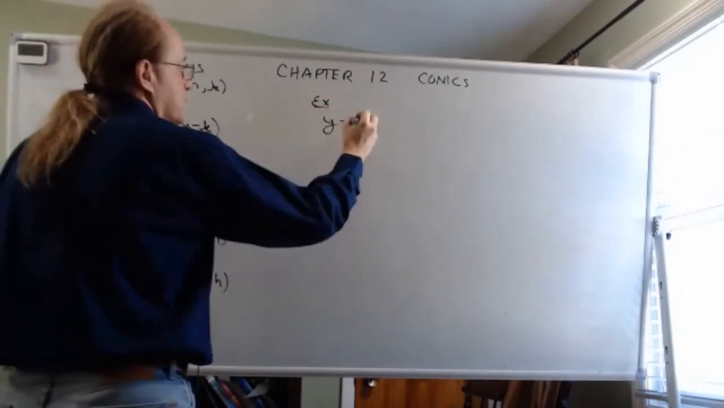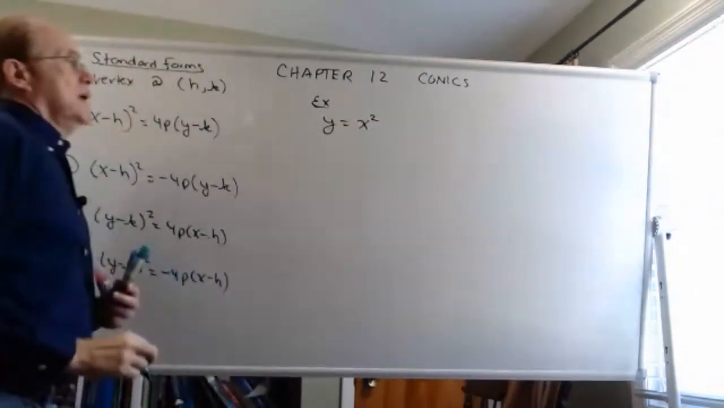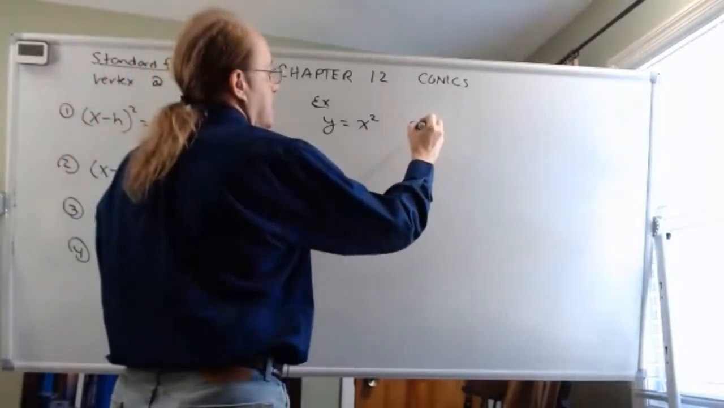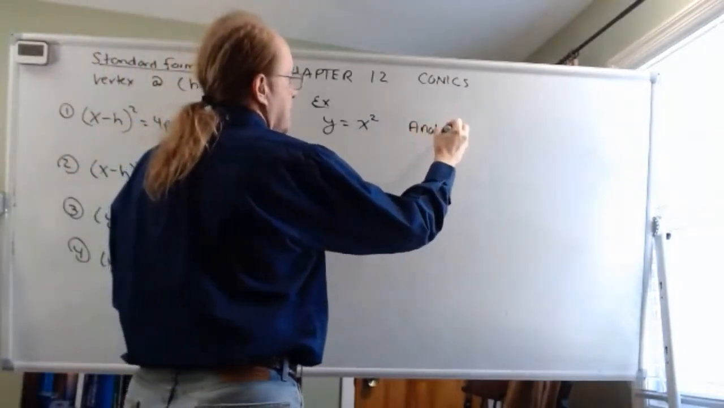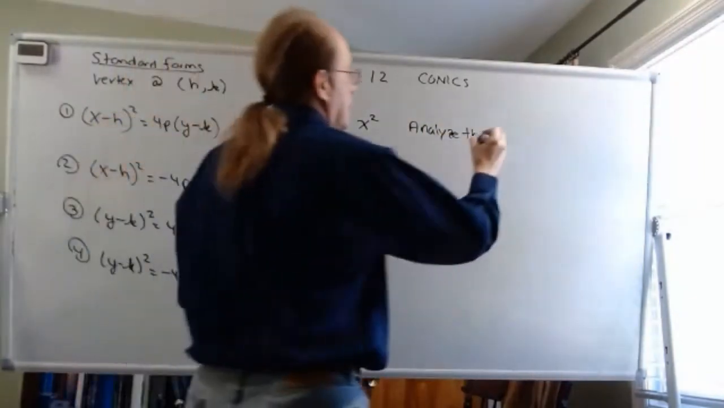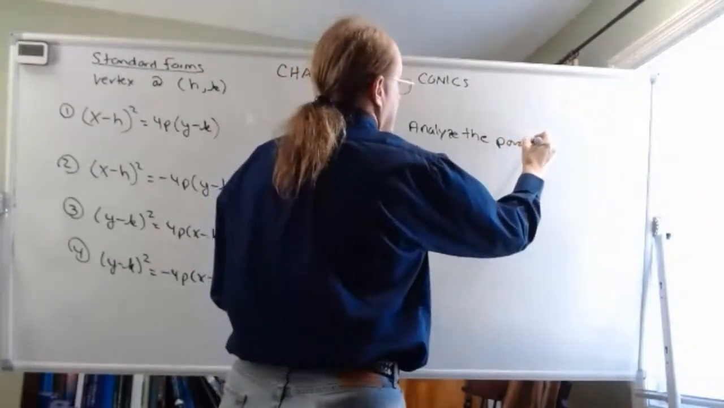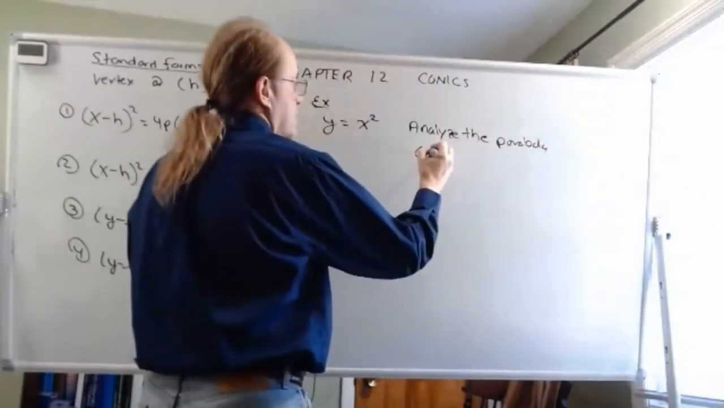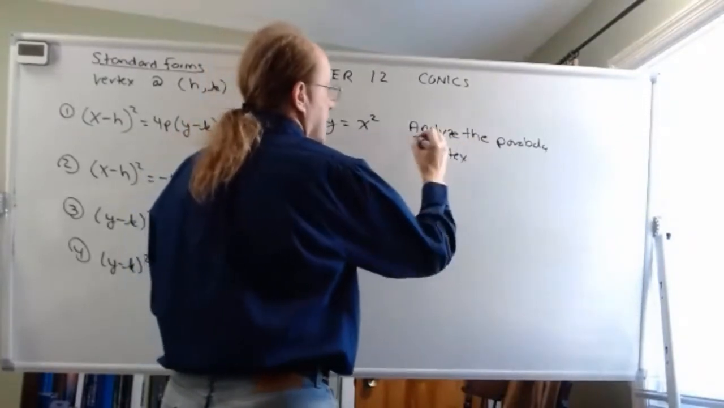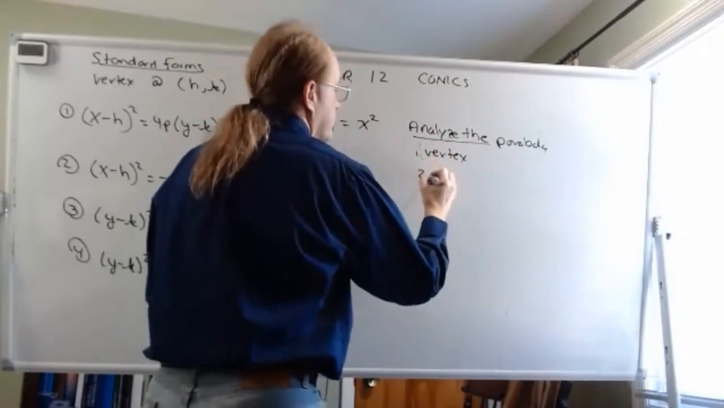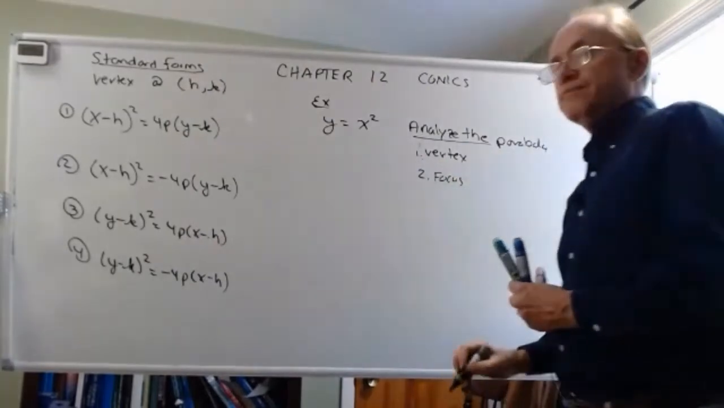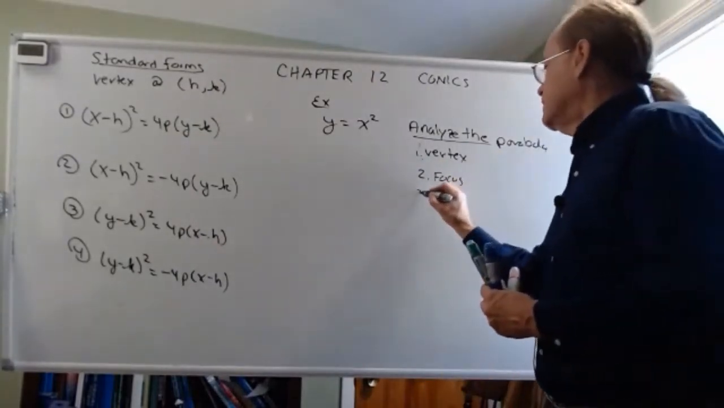y is equal to x squared. And what you would like to find, they might say, analyze the parabola. And what does that mean? That means find p and the directrix. Analyze the parabola: you want to find where its vertex is. You also want to find out where its focus is. And then you would also like to find its directrix.